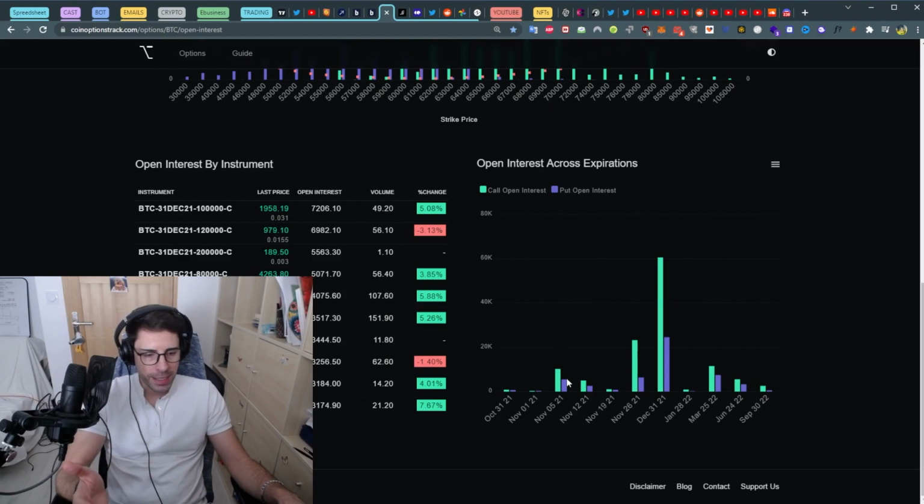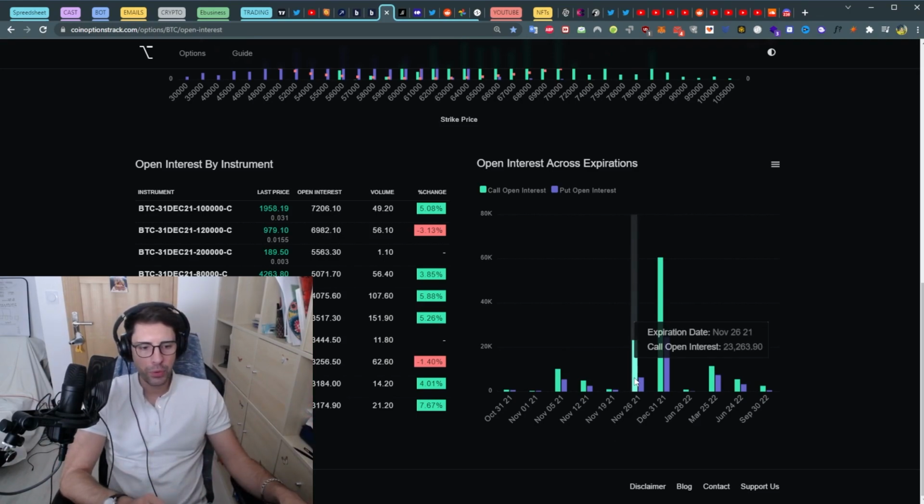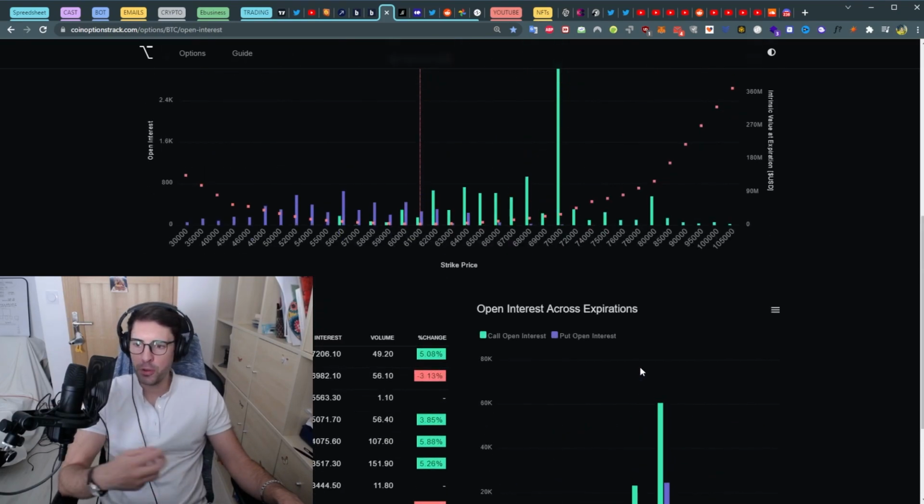So we look at this, and seeing this we can quickly see if people believe that the end of November is going to be more bullish or more bearish. And you can see quickly here, looking at the 26th of November, we have a lot of open call interest, meaning people believe the price will be higher.